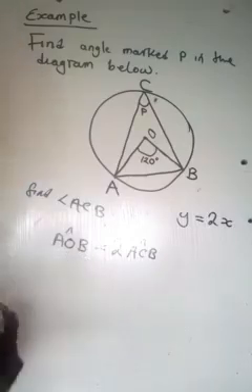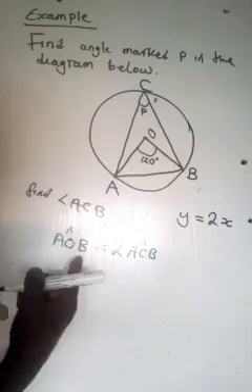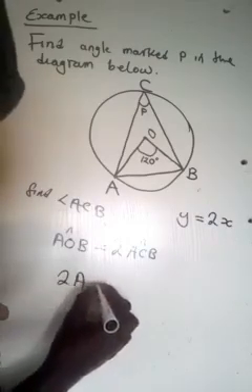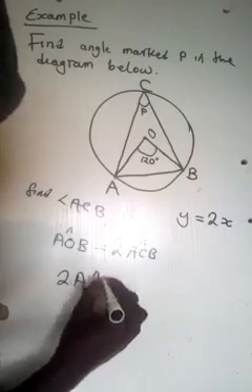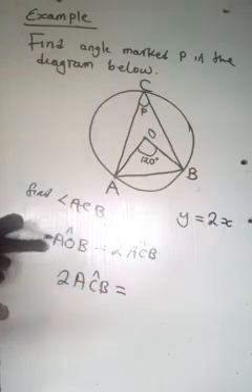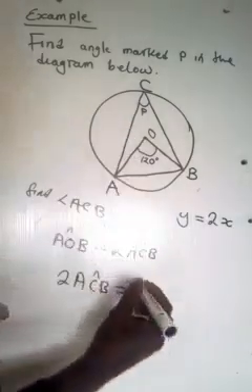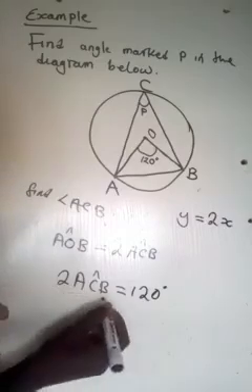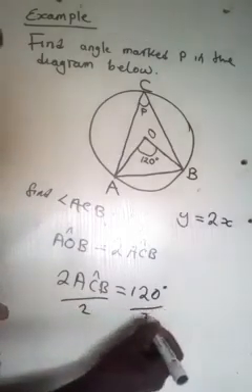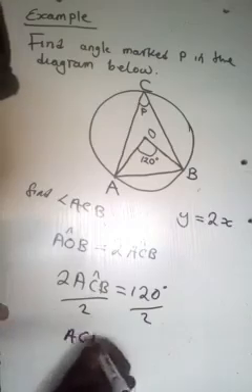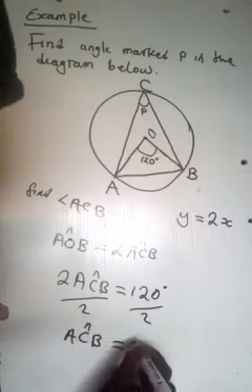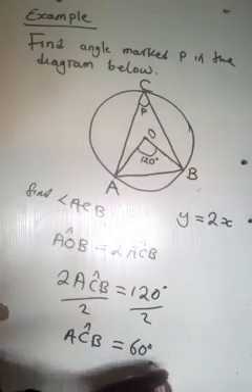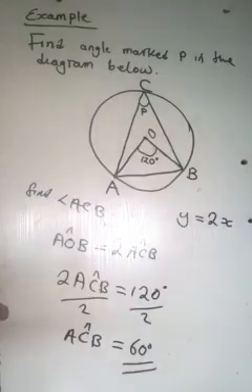So what is our angle AOB? I'm just switching, I want the 2 to start here. That's the same. What is our angle AOB? Our angle AOB is 120 degrees. So 2 times angle ACB is equal to 120 degrees. To remain with ACB, you divide here by 2, here by 2. So our angle ACB is equal to 60 degrees. So our angle P is 60 degrees, which makes sense according to the theory.